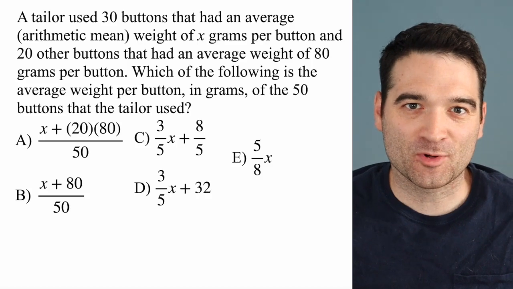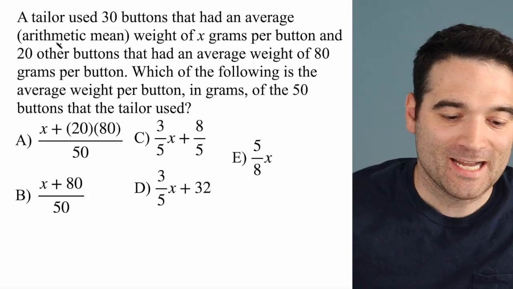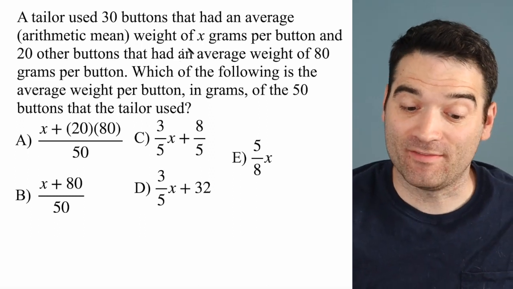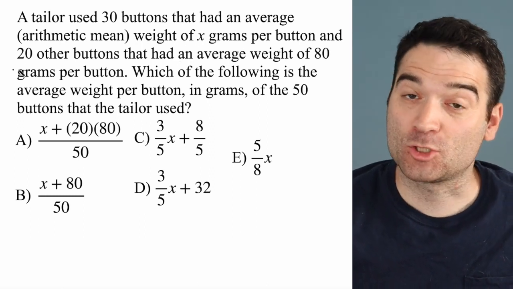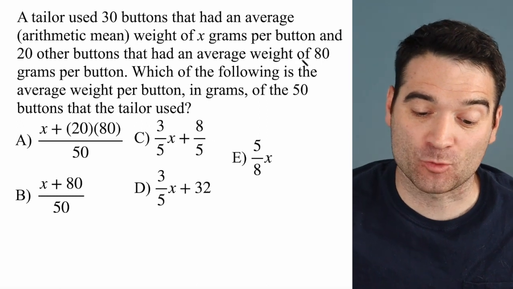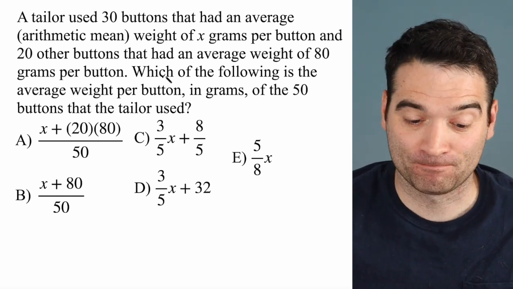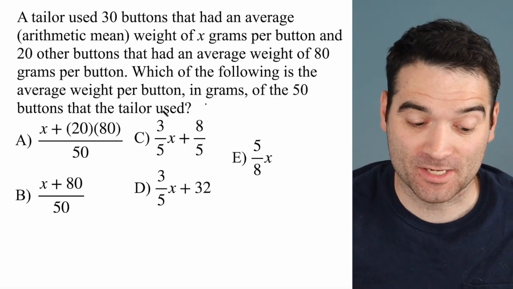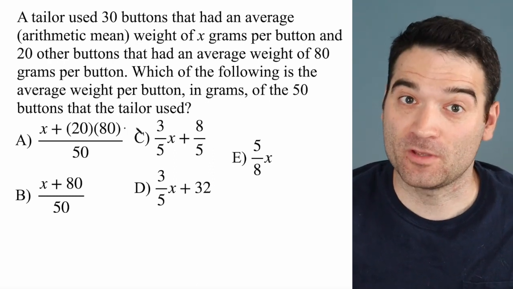Here's a GRE algebra question. Let's take a look. A tailor used 30 buttons that had an average weight of X grams per button and 20 other buttons that had an average weight of 80 grams per button. Which of the following is the average weight per button in grams of the 50 buttons that the tailor used?